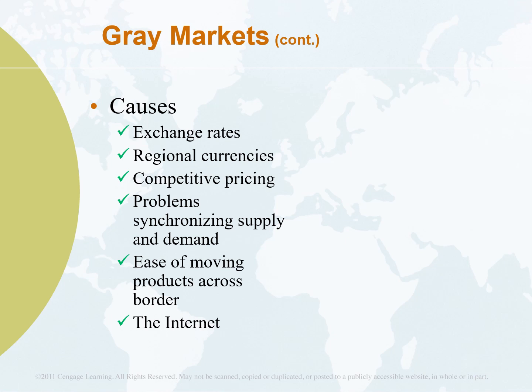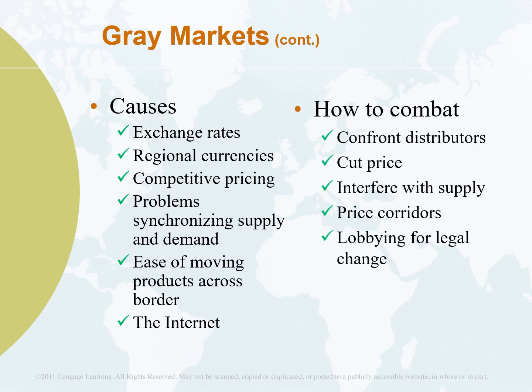The gray market arises because of exchange rate changes, regional currencies, different competitive pricing, problems with synchronizing supply and demand, ease of moving products across borders, and of course the internet. To fight the gray market, you can confront the distributors, who are not authorized to do this. You can cut price, you can interfere with the supply, you can use price corridors, or you can lobby for legal change. That's what you can do to fight the gray market.